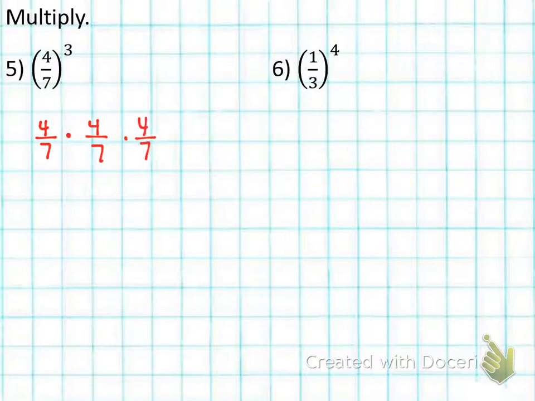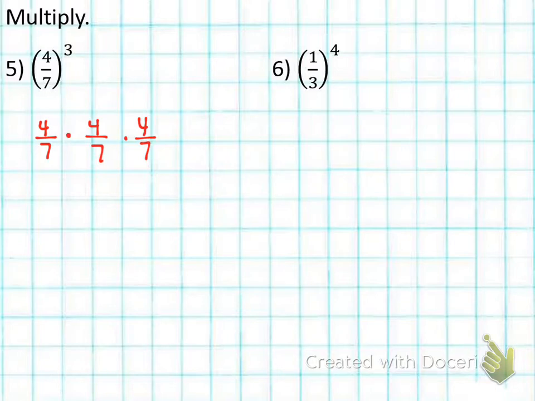Now I've got a question for each of these. Can we simplify 4 into any of these 7s? Yes or no? Or vice versa? Is there anything we could simplify? No. You're going to multiply numerator times numerator times numerator and denominator times denominator times denominator. So let's have you do that. Ready, set, go.